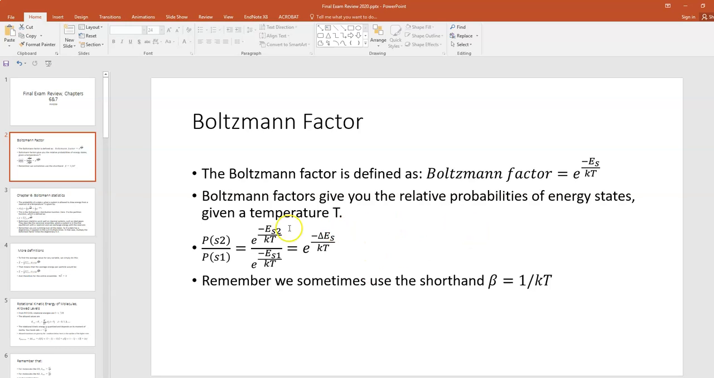Now sometimes here and in your book, in order to make things a little more compact looking, we will use the shorthand beta, and beta is 1 over kT.